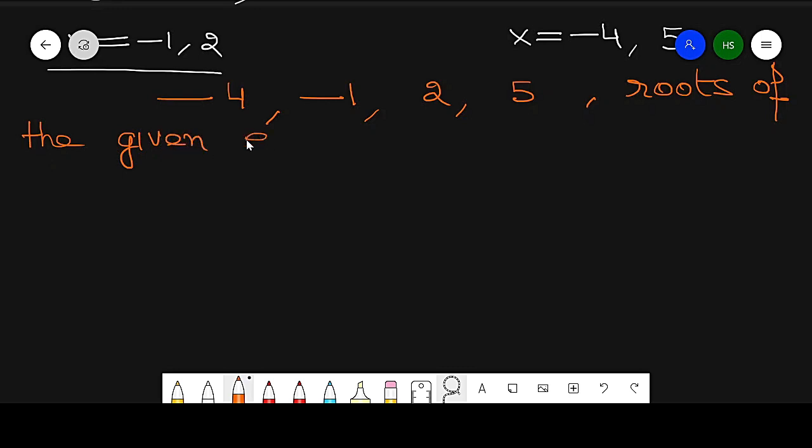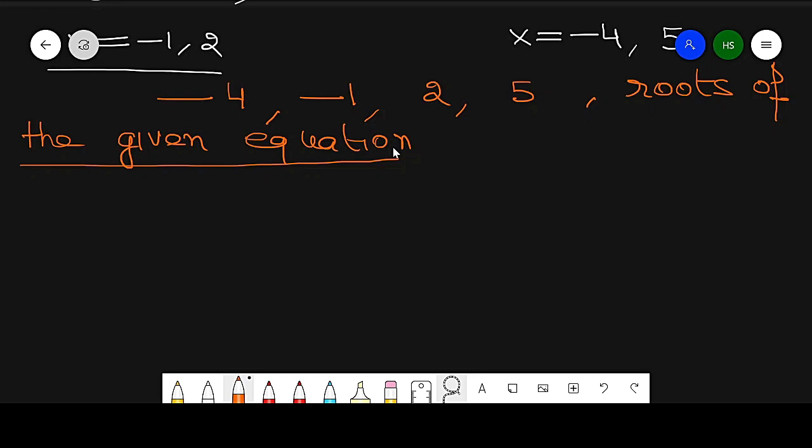So in this way, we can find the roots of a biquadratic if the roots are in AP. If roots are in AP, the main thing is that the sum of two roots is equal to the sum of the other two roots. So remember that.